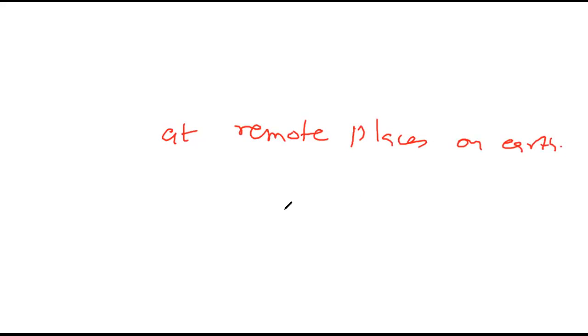They can supply power for electric equipment at remote places on earth. That means where we can't get conventional current, we can construct solar cells in hilly regions, at remote places on earth, or on satellites or a space station.